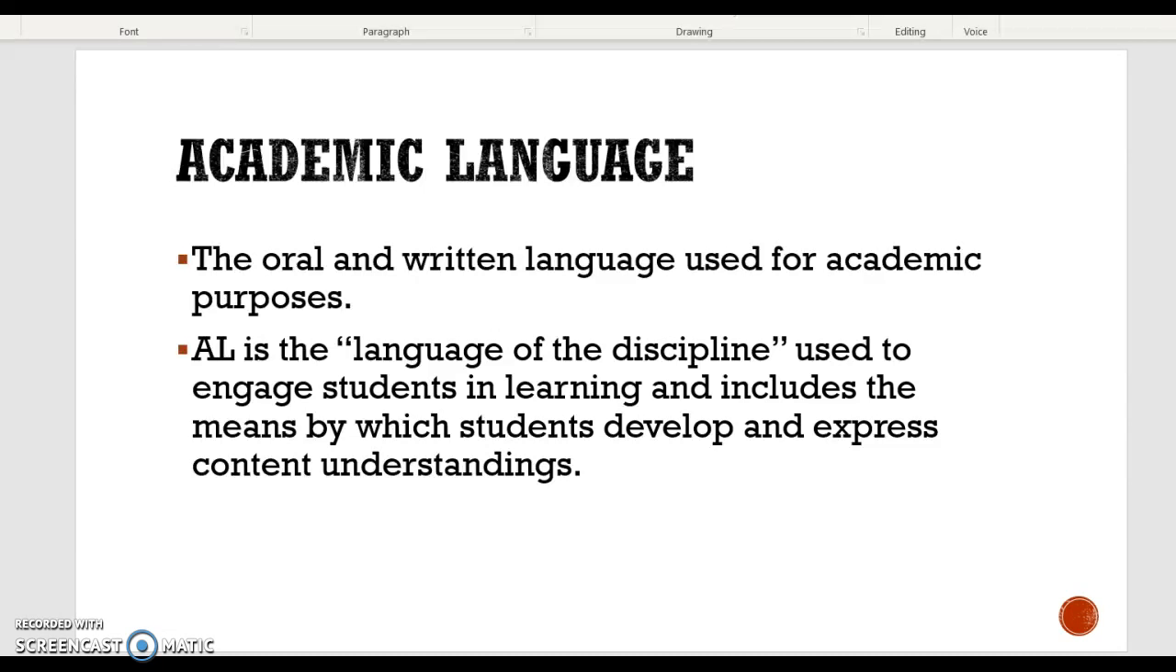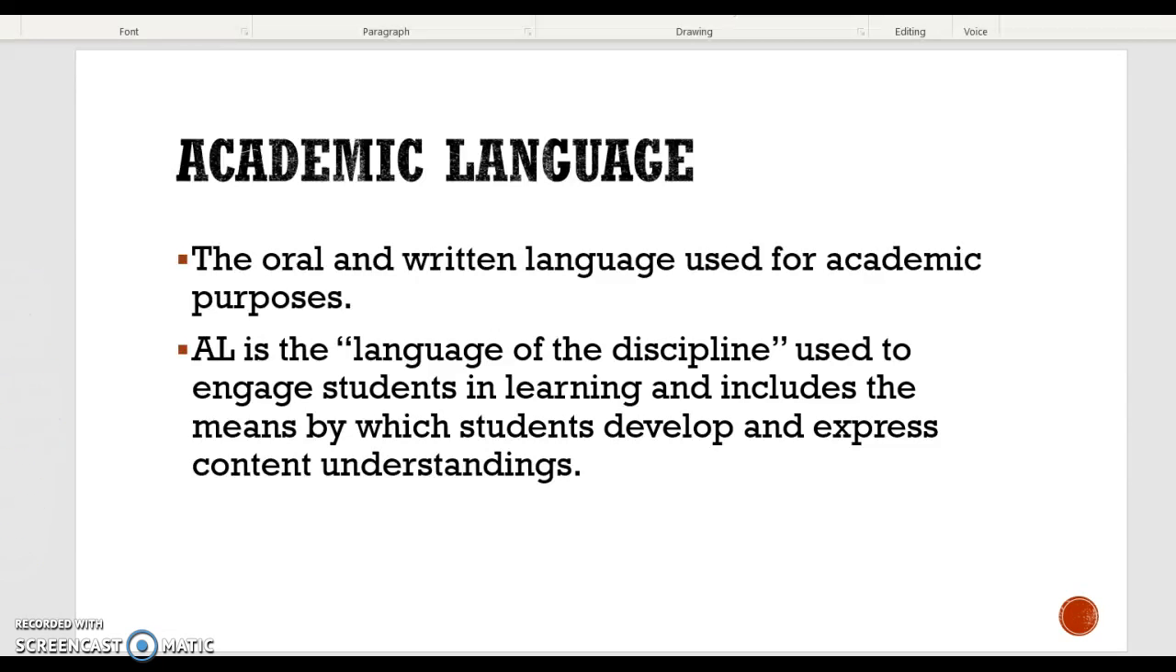It is the language of the discipline, or language of science, used to engage students in learning, and includes the means by which students develop and express content understandings. So, students use academic language to make sense of the content, and that's how they learn it. So, we really want to encourage the use of academic language in our lesson plans.